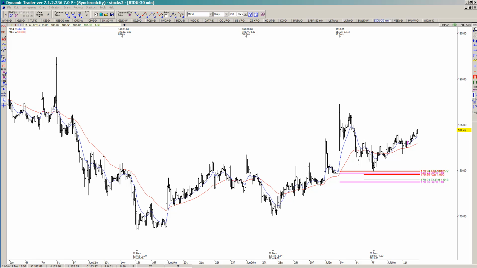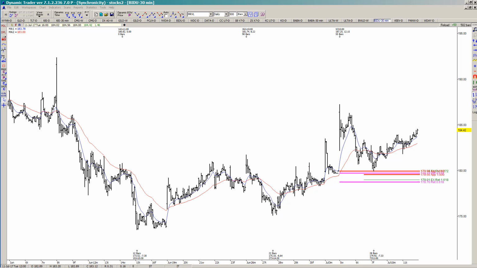This is a 30-minute chart of BIDU. One of the first price relationships that we looked at was this prior high to low swing, which was $7.30, projected from the recent high, and this swing ended up becoming $7.33, which was very similar. It also just happened to overlap a 618 retracement of this prior swing.